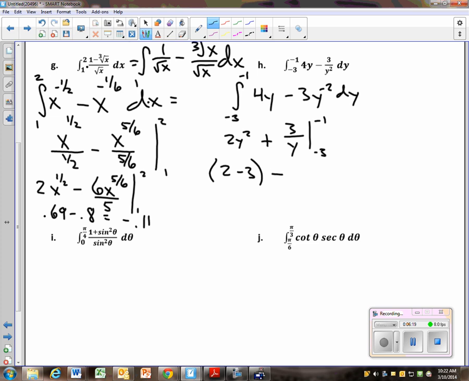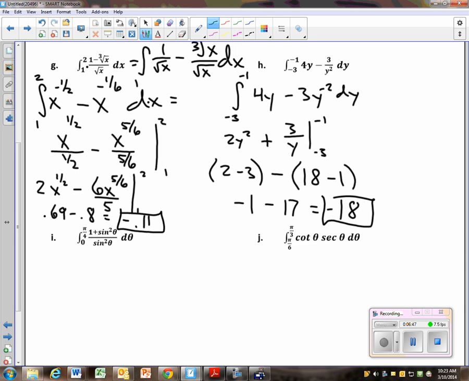Minus. And then we plug in negative 3. Negative 3 squared is 9 times 2 is 18. And 3 over negative 3 is negative 1. So we evaluate that. We get negative 1 minus 17, negative 18. That's it. Any questions on that problem?